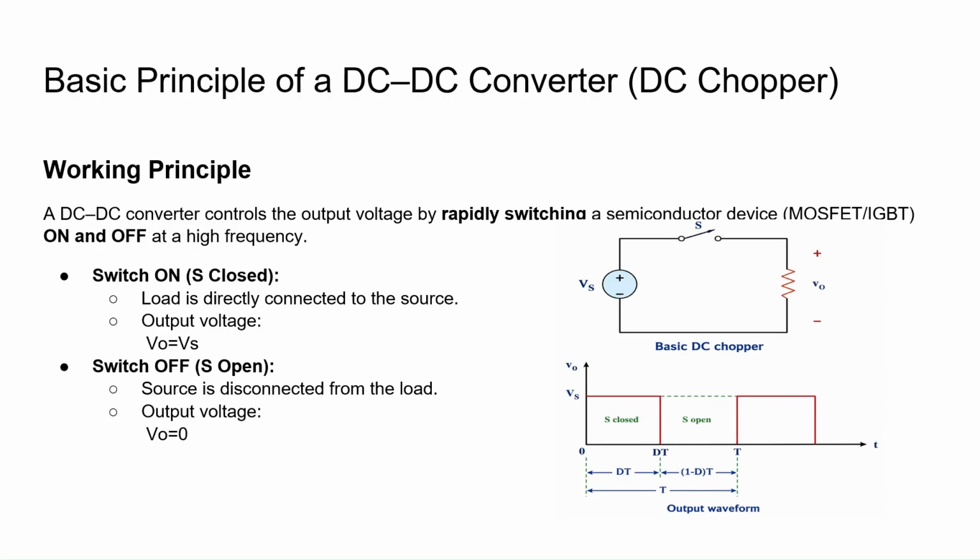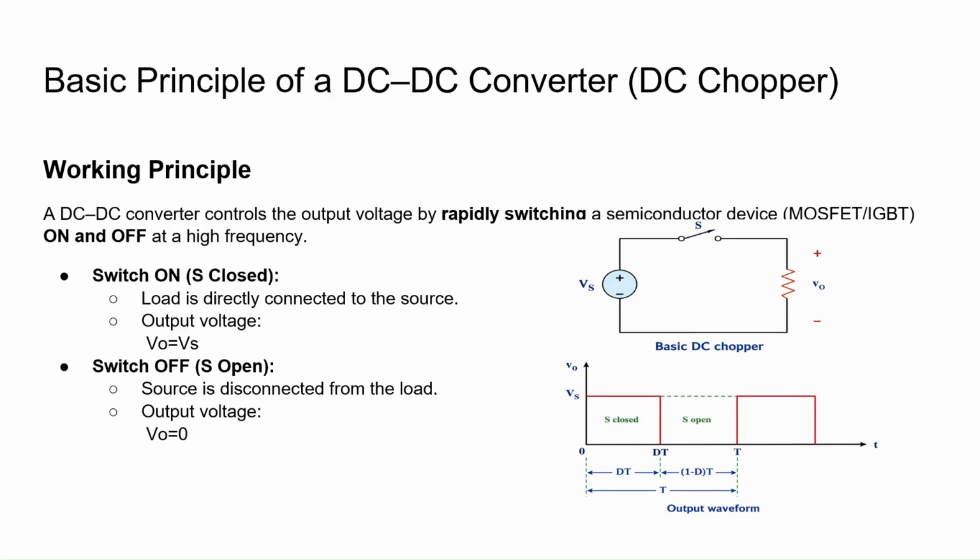So the basic principle of a DC to DC converter can be understood by using this simple chopper. Actually, we are converting a fixed DC to variable DC. So we are having a fixed DC source and a load. Here for simplicity I have shown a resistive load, and a switch is connected in between. So this is the fixed DC input. Vs is the source voltage, constant voltage, and at the load side you can see the waveform like this.